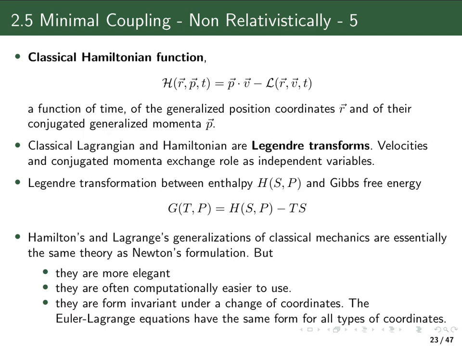For example, you remember for the hydrogen atom, solving the hydrogen atom in Cartesian coordinates, you couldn't do that. You changed to spherical polar coordinates. But you can't write Newton's law up in the same way in spherical polar coordinates. Whereas the Euler-Lagrange equations always have the same form. So whatever kind of coordinates you use, the Euler-Lagrange equations are what is called form invariant. They don't change their form under a change of coordinates.